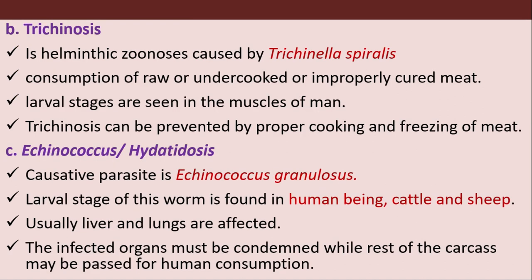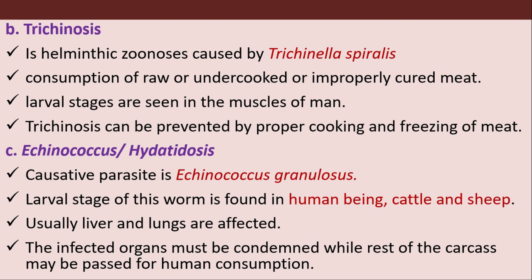Trichinosis is a helminthic zoonosis caused by Trichinella spiralis. It is acquired by consumption of raw, undercooked or improperly cured meat. Larval stages are seen in the muscles of man. Trichinosis can be prevented by proper cooking and freezing of meat.